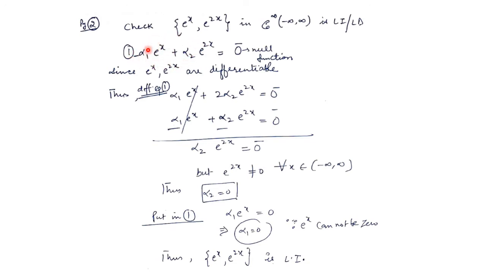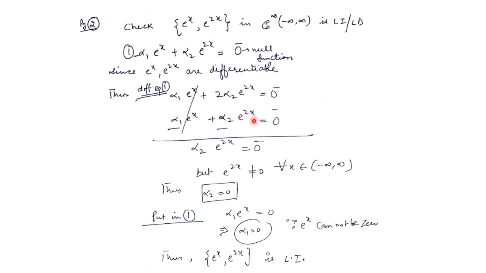Since we know that e to the power x and e to the power 2x both are differentiable functions, we can take the derivative of 1 on both sides. So what we get? Alpha 1 e to the power x plus, what is the derivative of e to the power 2x? It is 2 times e to the power 2x. So 2 times alpha 2 into e to the power 2x, the derivative of the null function is the null function, right? So one equation is this one, the other equation is this one. Now you get two equations in two unknowns.